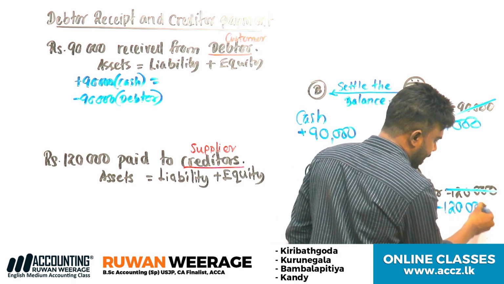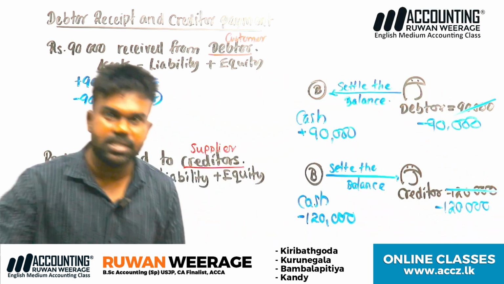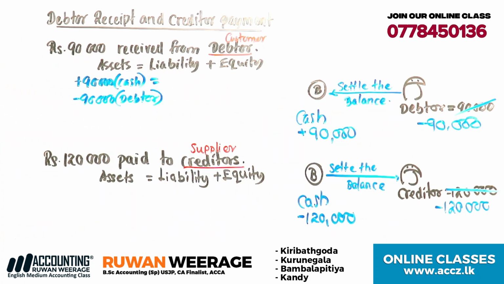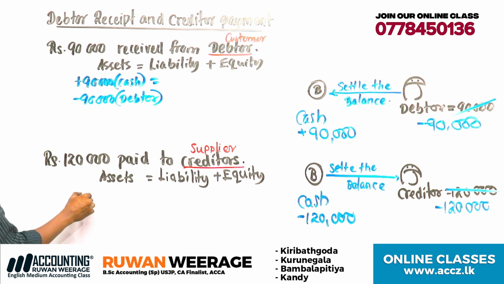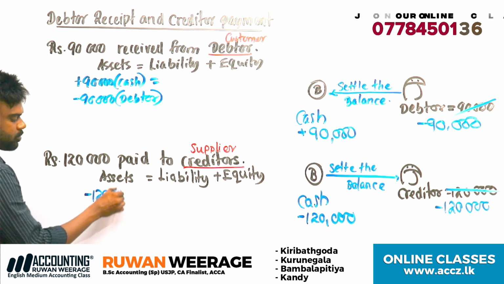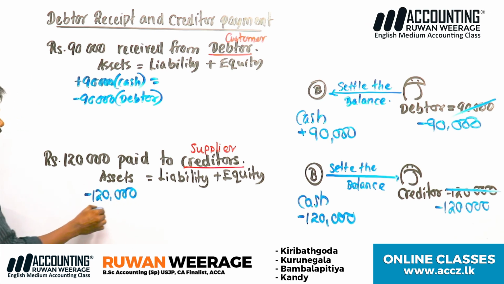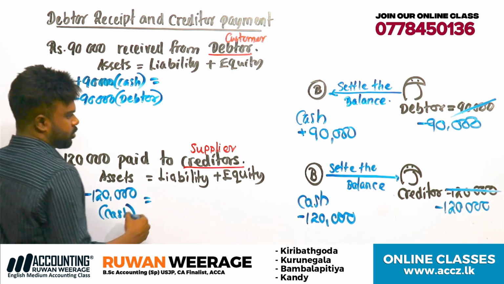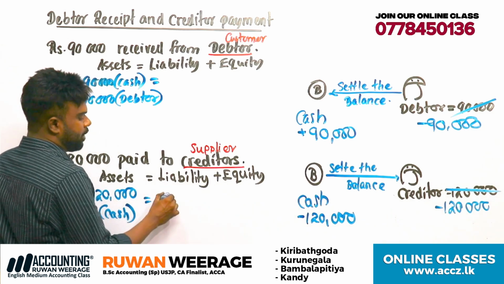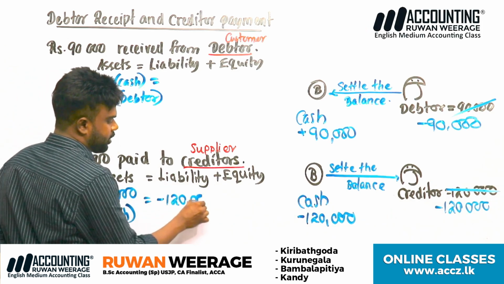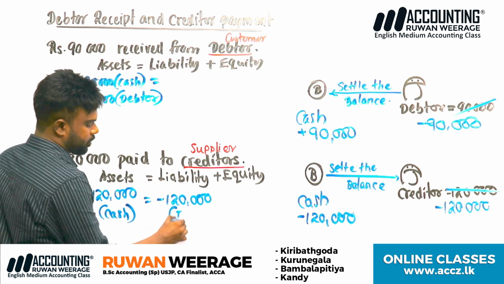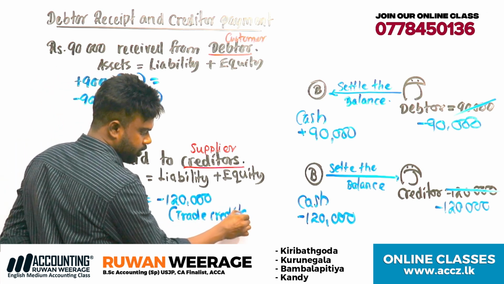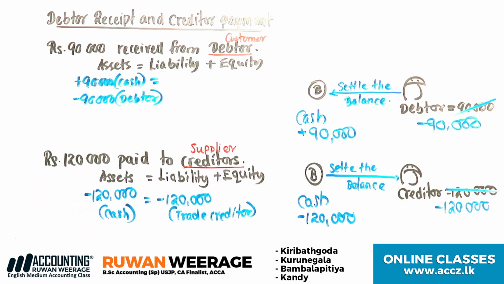Like after paying a bank loan, your bank loan balance decreases. Like that, the supplier payable balance also decreases. Cash asset decrease by 120. Supplier payable balance, a liability, decrease by 120. Trade creditor balance decrease by 120.